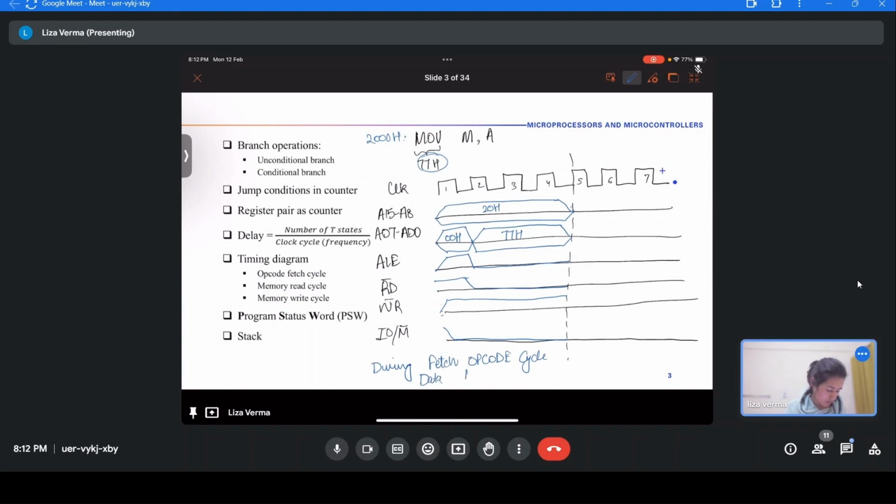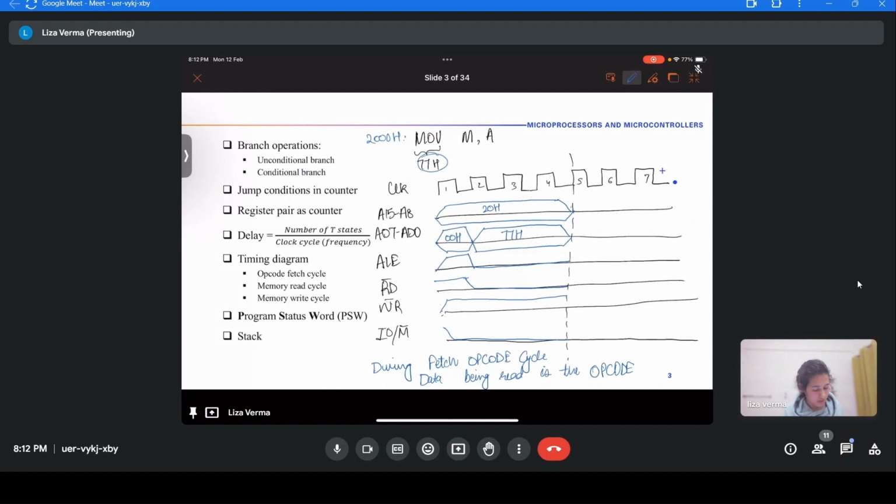the data being read is the opcode itself, not any other data. I mean, the name can be misleading. So write is high, no writing is being done, and since the opcode is in memory, memory has to be read, so this IO/M line goes low. I think the opcode fetch cycle is clear.